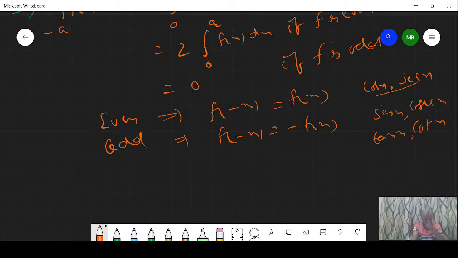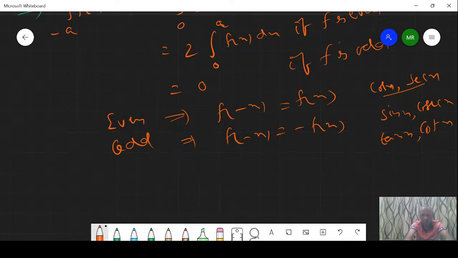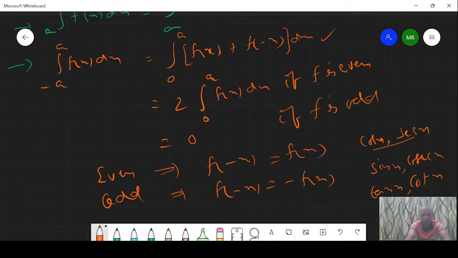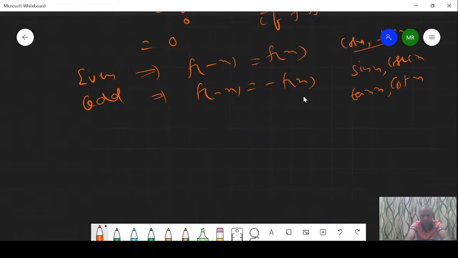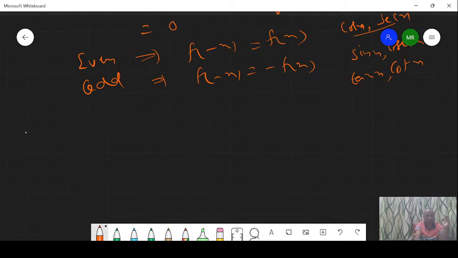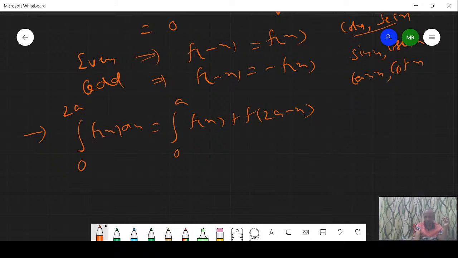Next one. Another important property. I discussed even and odd functions; now another property: integral 0 to 2a f of x dx equals integral 0 to a of f of x plus f of 2a minus x dx. Sometimes the problem is given in the right hand side form.